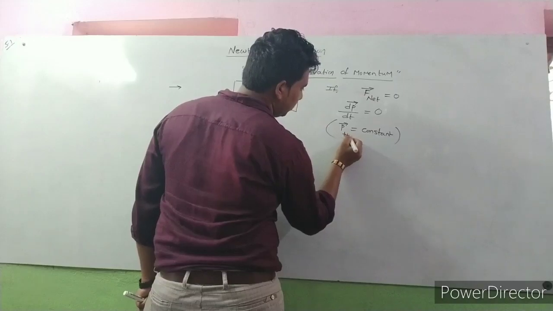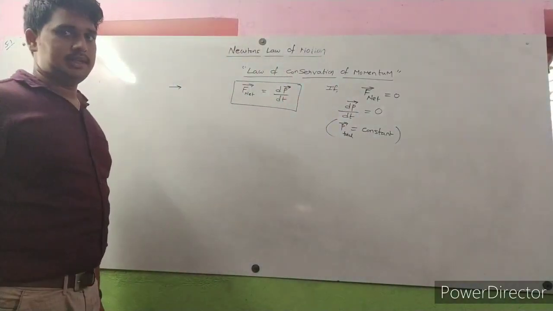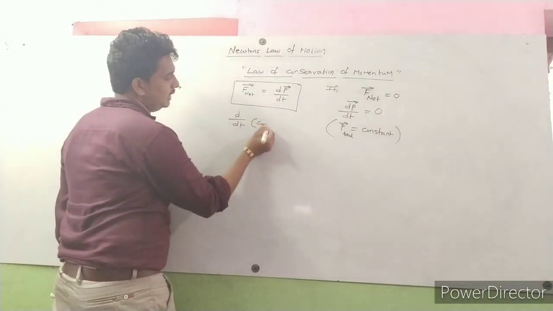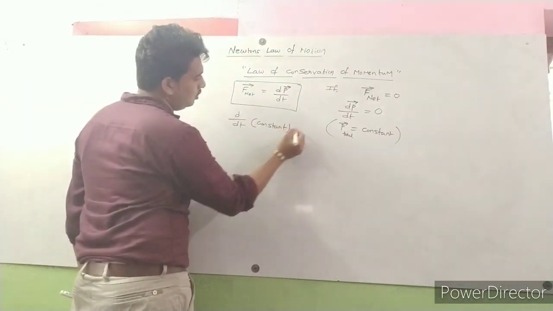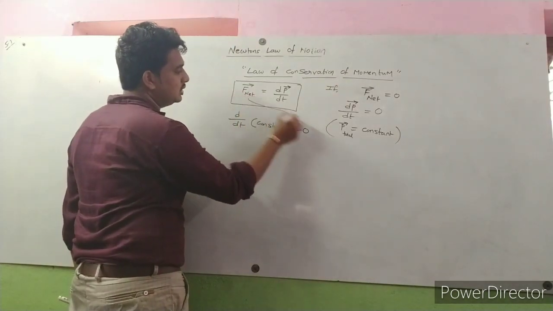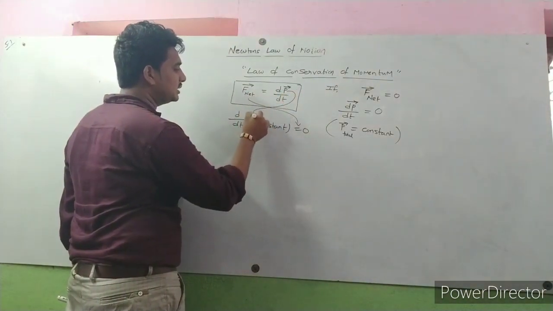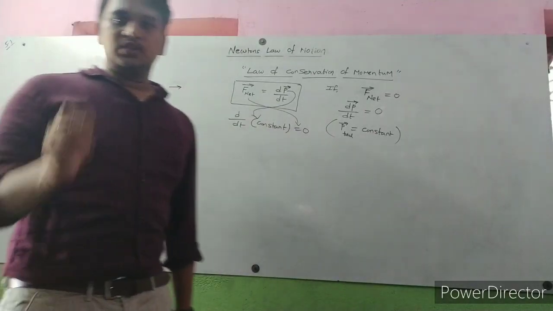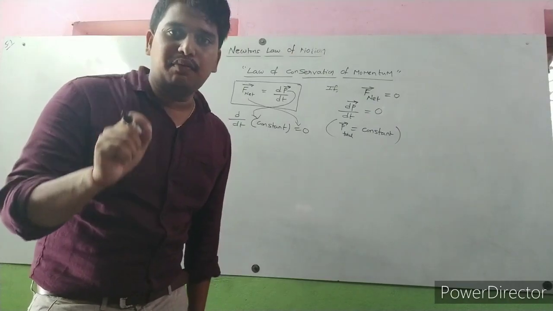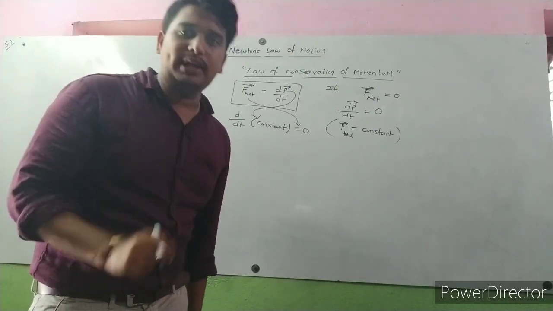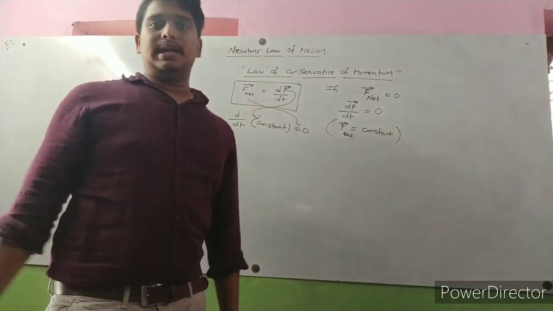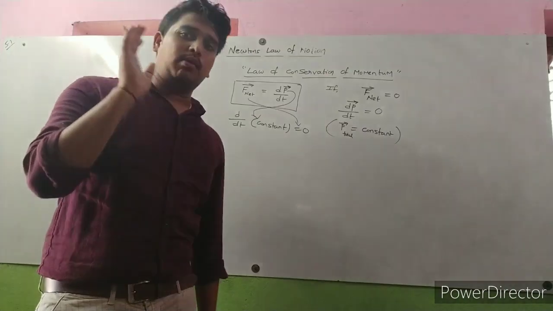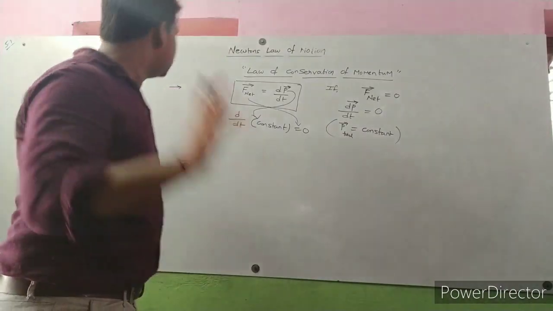This is the total P. So P is equal to constant because d by dt of constant is equal to 0. If F net is equal to 0, then P will become constant. Easy. Is it or not? So whenever the net external force acting on any body is equal to 0, then the vector sum of total momentum is equal to constant. So this is very important.